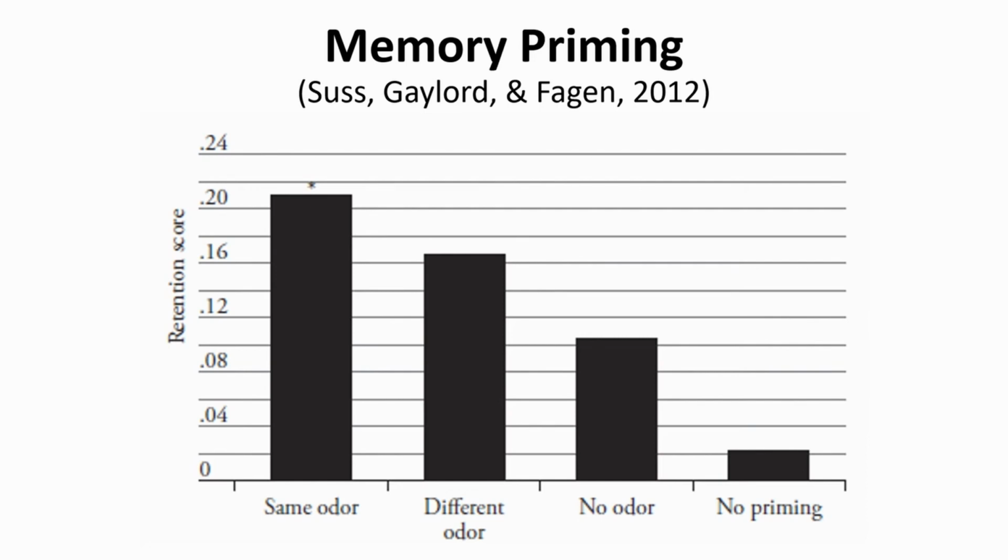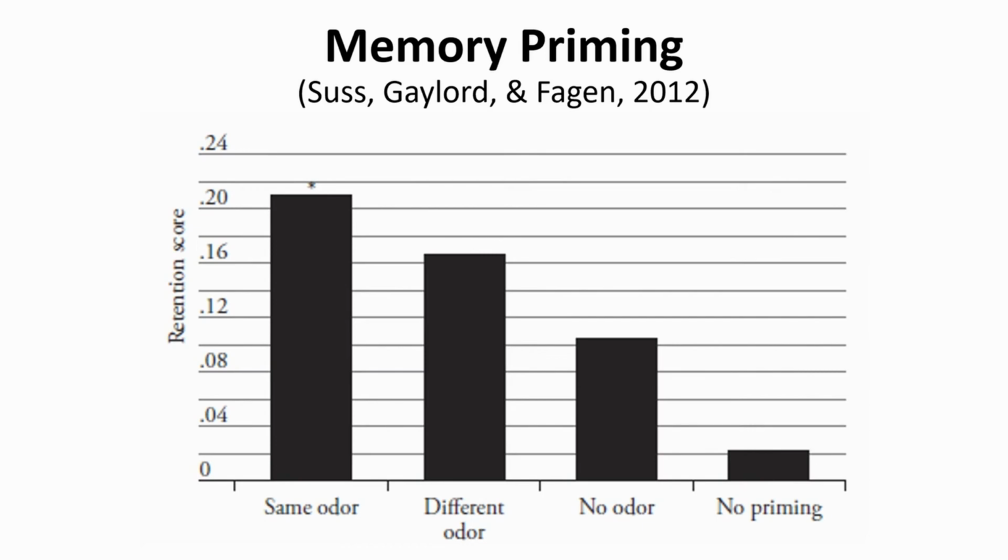So the babies would be put in their crib, the mobile would be moved by the experimenter, and it would be either in the presence of the same odor, a different odor, or no odor. We also had a control group that received no priming. So they didn't come in on that 6th day. They just came in on the 7th day to do the testing side of things.